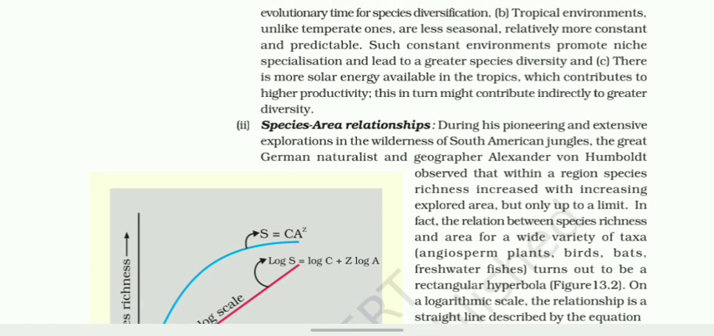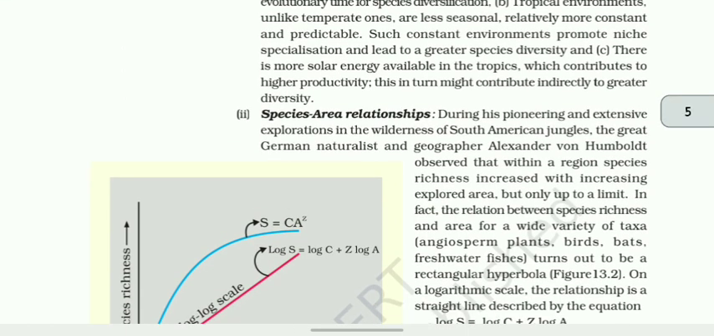B. Tropical environments, unlike temperate ones, are less seasonal, relatively more constant and predictable. Such constant environments promote niche specialization and lead to greater species diversity. And C. There is more solar energy available in the tropics, which contributes to higher productivity. This in turn might contribute indirectly to greater diversity.